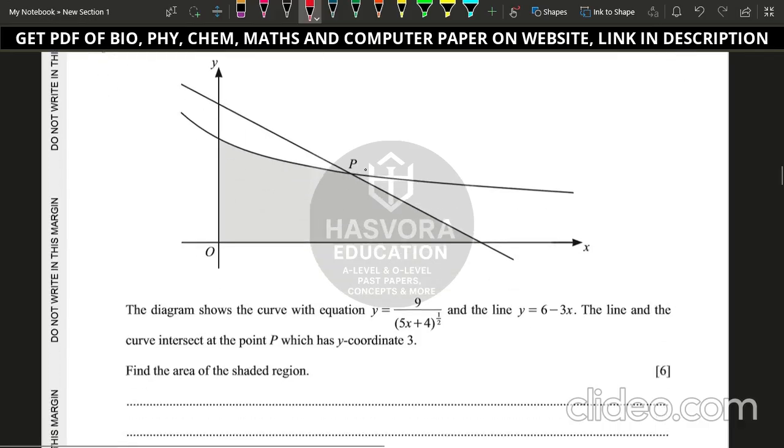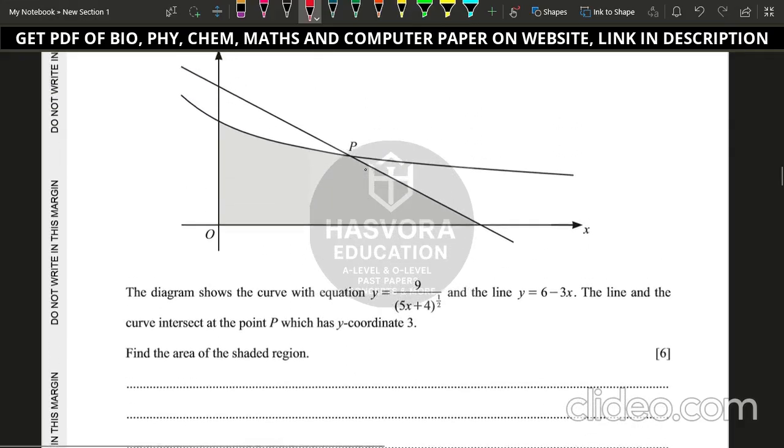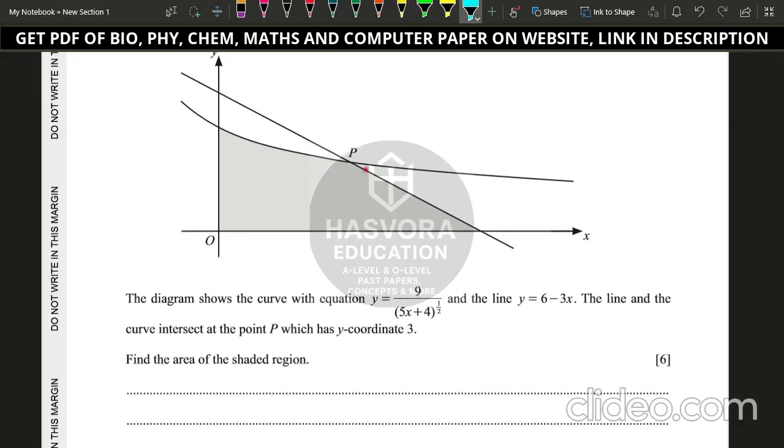Question number 6 says that the diagram shows the curve with the equation y equals 9 over 5x plus 4, whole to the power of half, or you can just say under root, and then the line y equals 6 minus 3x. The line and the curve intersect at the point P, which has the y coordinate of 3.